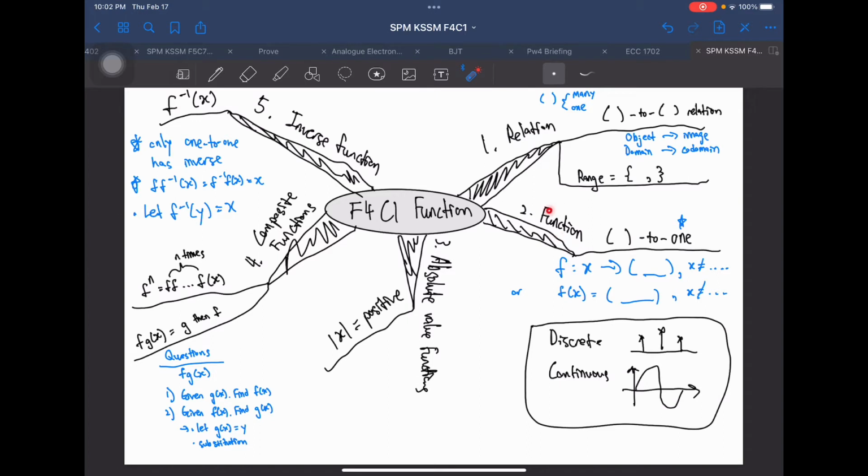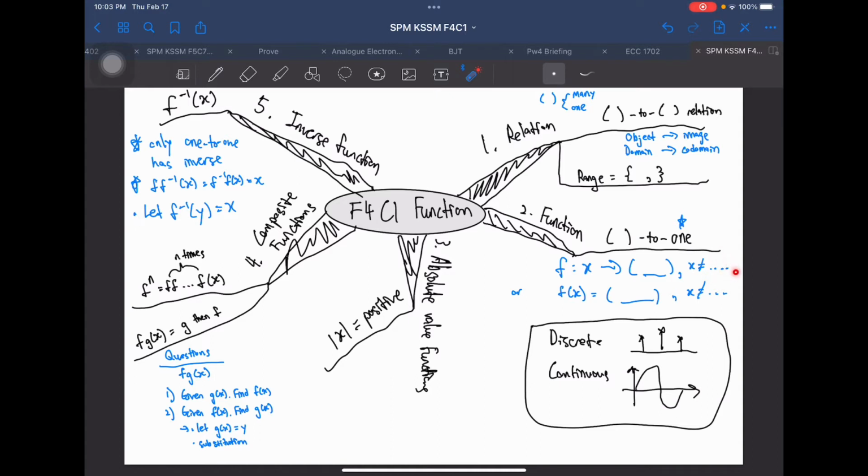Function can only be something to one relations. So this something can be many or one. So function can only be many to one or one to one relation. Okay, and these are the symbols of functions. This bracket can be represented by anything in terms of x, as this is a function in terms of x, and sometimes there might be undefined values for these functions, so x cannot be some values.